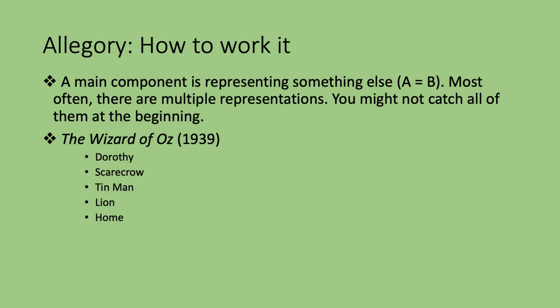Usually, most of my students have seen this, so it functions as a good example. Here are the main components of the story. You have Dorothy, the Scarecrow, the Tin Man, the Lion, and home. Home comes up a lot. That's what Dorothy's trying to do, is get home. So we ask ourselves, well, what are these things representing? If each of these is a metaphor, A, then what are they, B?